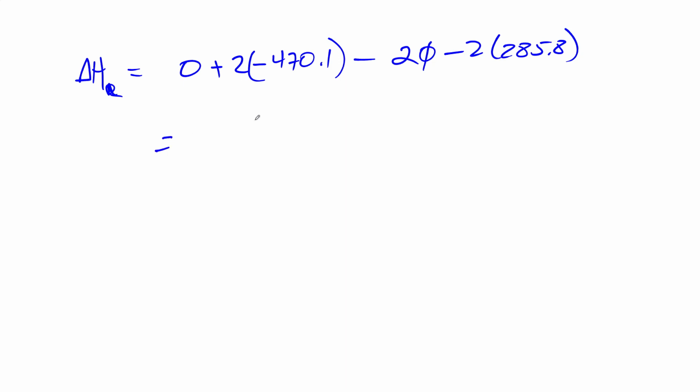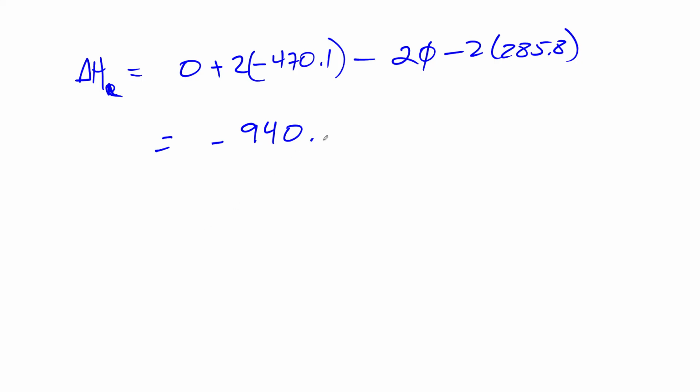So 2 times, let me get my calculator. Thank you, Kat. 2 times 470.1, we get a minus 940.2. And thank the cat for that.